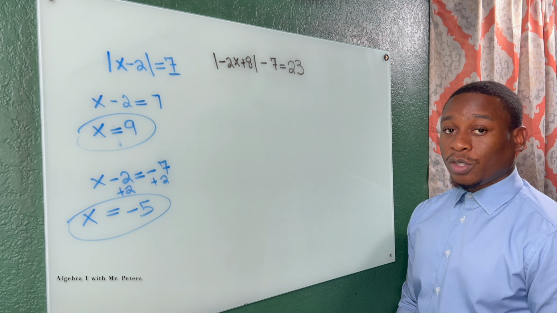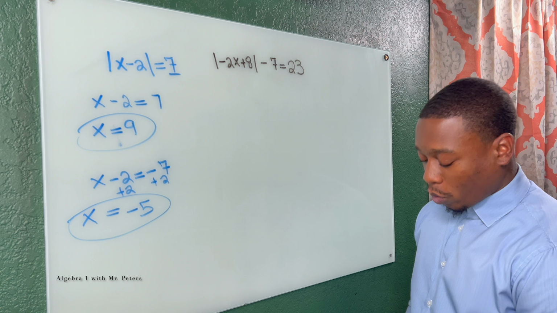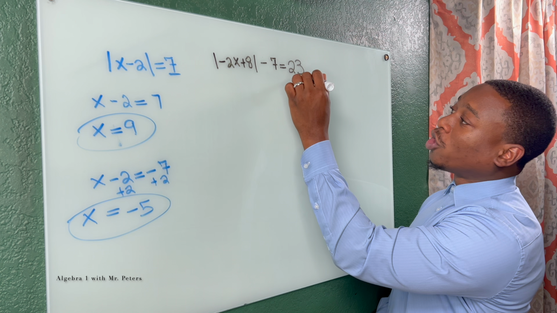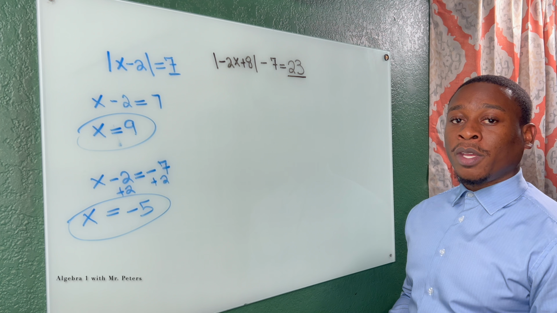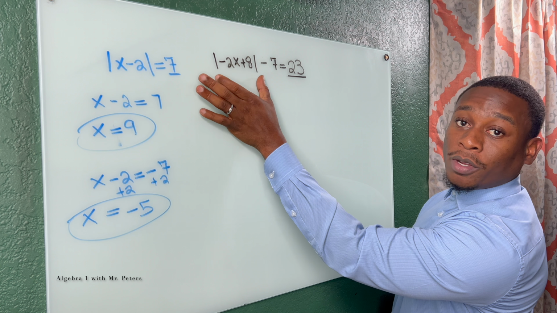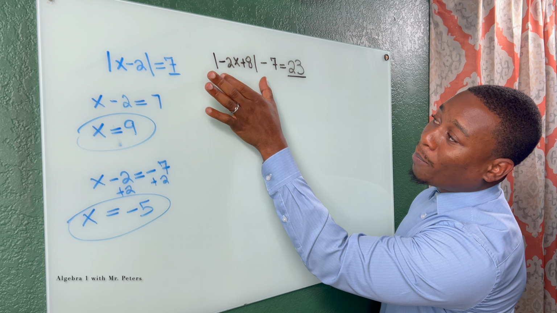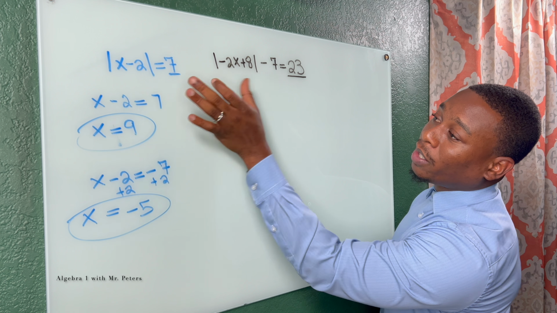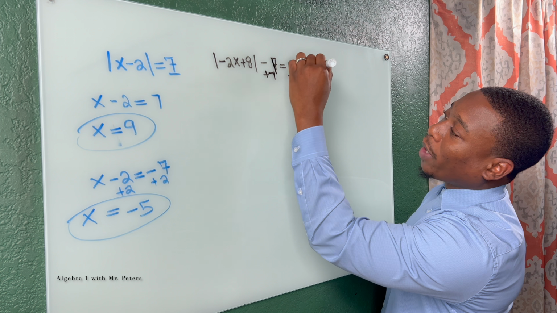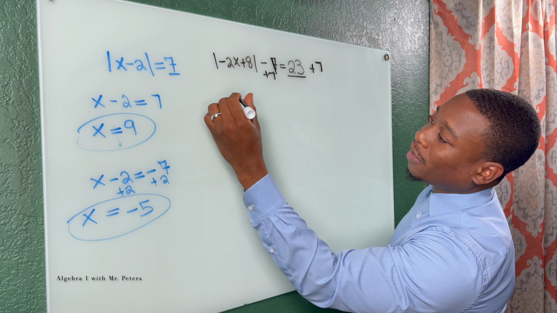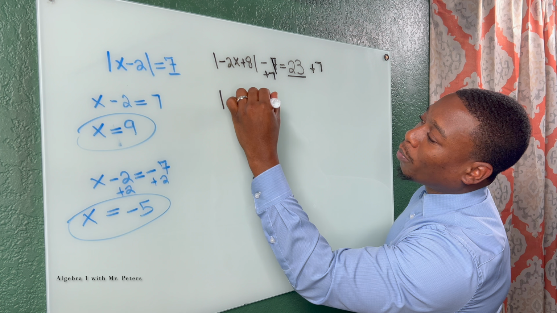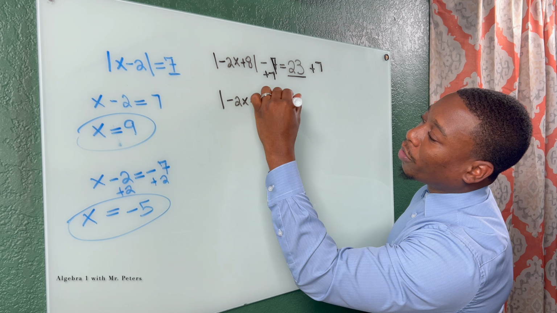Now, problem number two, when we look at it, we understand that this number is positive, right? So we may be able to solve for this, but the issue is absolute value has to be by itself. Right now, this bracket is not by itself on this side of the equal sign like it is here. So for us to isolate it and get it by itself, we have to add 7 on both sides. So now we have the absolute value of negative 2x plus 8 is equal to 30.